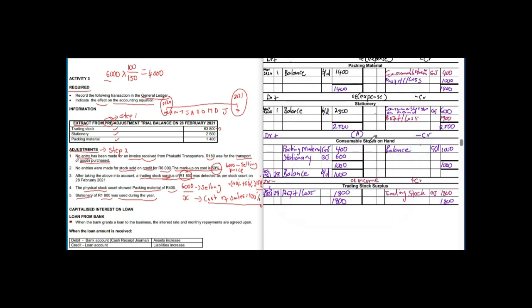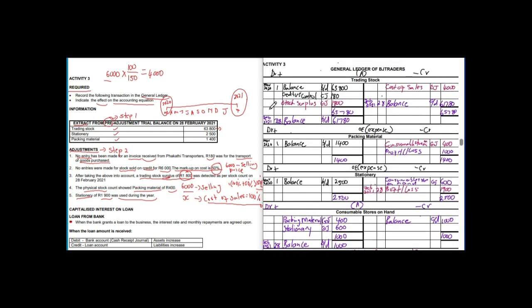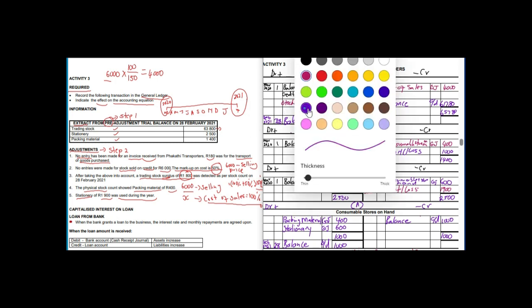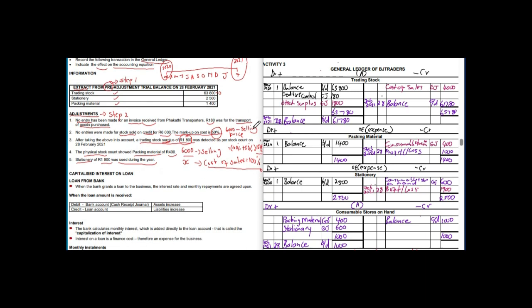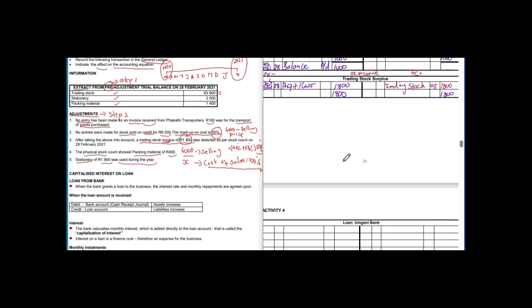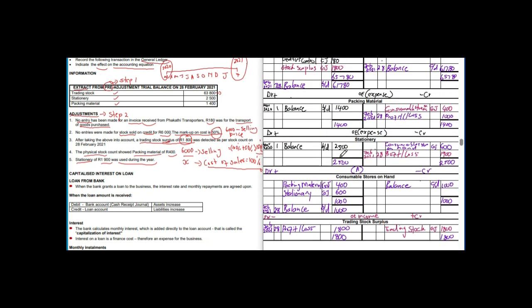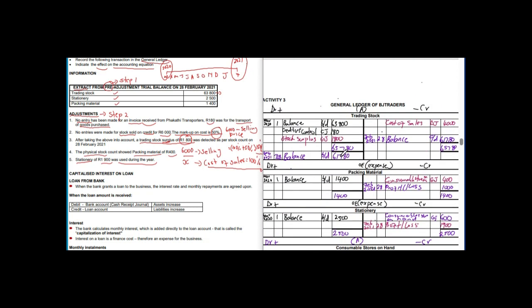Now we can continue. Let's just show the dates. For profit and loss, we have the 28th Feb 2021, and also for our packing material, we have the 28th of Feb 2021. Now we can continue with our information, study, and make sure that we understand.